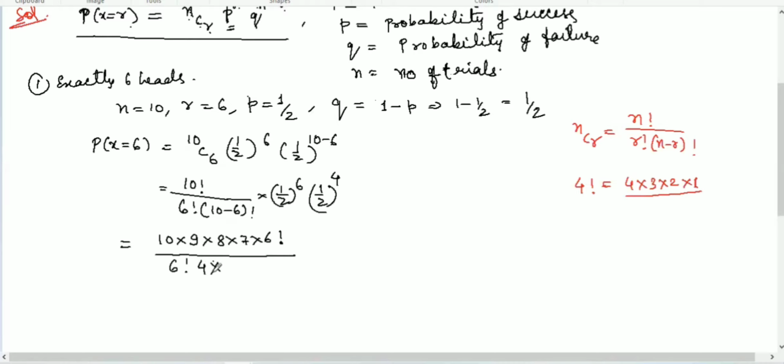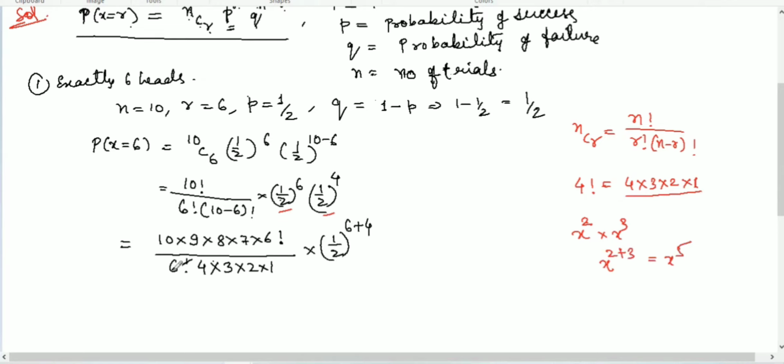For 4 factorial, you can also write 4 multiplied by 3 multiplied by 2 multiplied by 1. And then here it is half to the power 6, half to the power 4. So the bases are the same and the powers are different. In algebra, when the bases are same, let's take x to the power 2 and x to the power 3, we can take one base and add the powers, 2 plus 3, equal to x to the power 5. So same formula we will use here: half is the base to the power 6 plus 4.